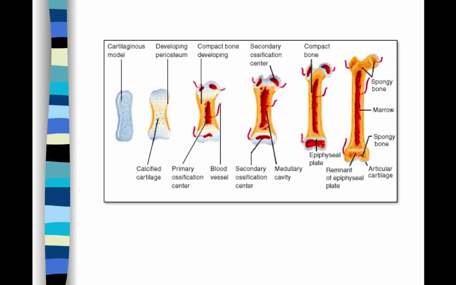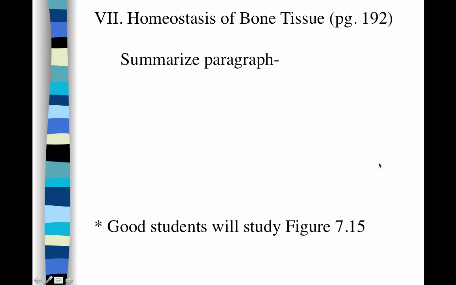This is a better drawing, I guess, of what I was trying to show for the endochondral ossification. Notice what you have here is your cartilage, and as the cartilage keeps breaking away, more and more bone is formed to take its place. And all you're left with is the articular cartilage at the ends.